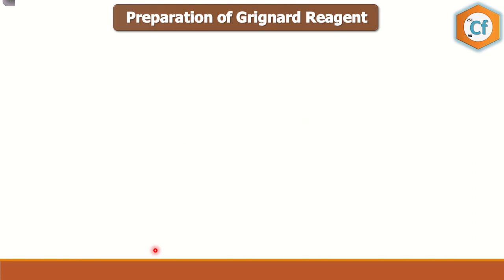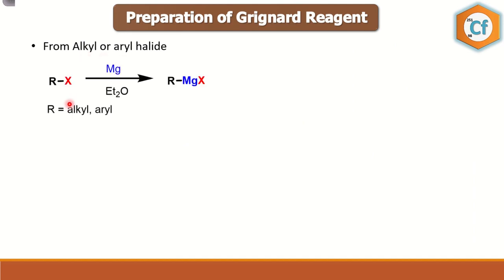Next, we come to the preparation of Grignard reagent. Grignard reagent can be easily prepared from alkyl or aryl halides. It is a very simple and a very common reaction. We take an alkyl halide and then we treat it with magnesium in diethyl ether or any other ether.